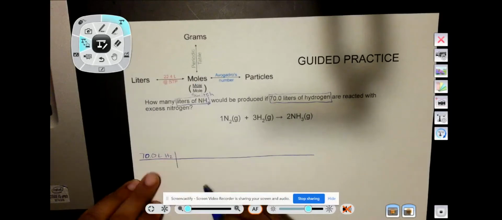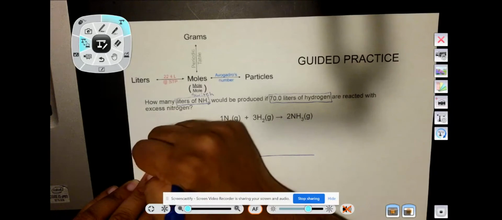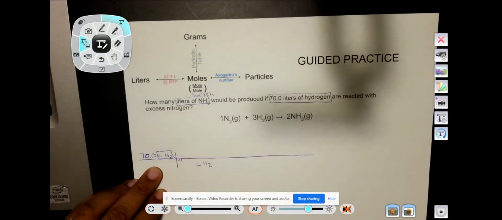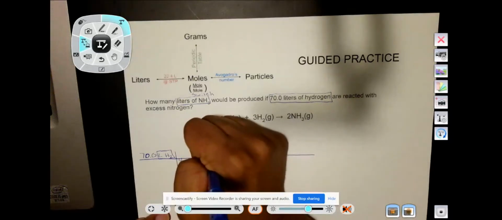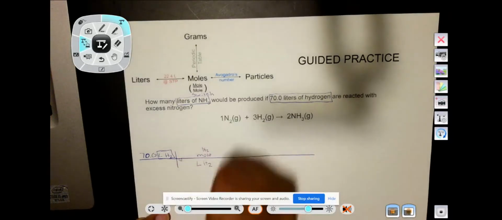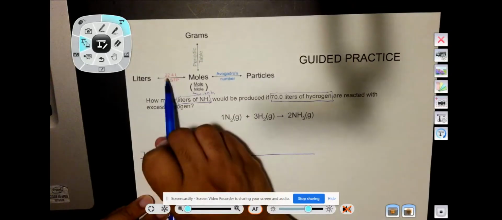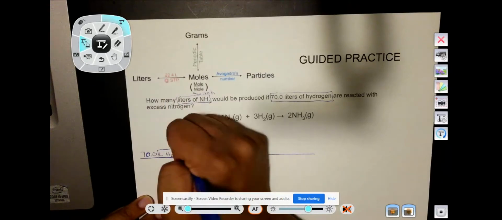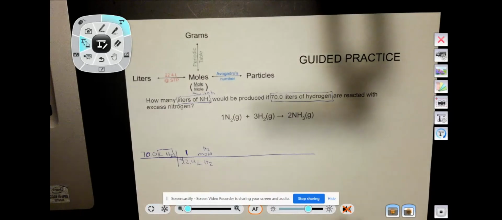So what I'm going to do is take my units, liters of hydrogen, and bring them down. Right now, I'm still at liters of hydrogen. But in order to switch, I need to be at moles of hydrogen. So I'm going to put moles of hydrogen at the top. And then I need to think about my numbers. So for liters, 22.4 liters is 1 mole of hydrogen. Okay. And now I'm at moles.